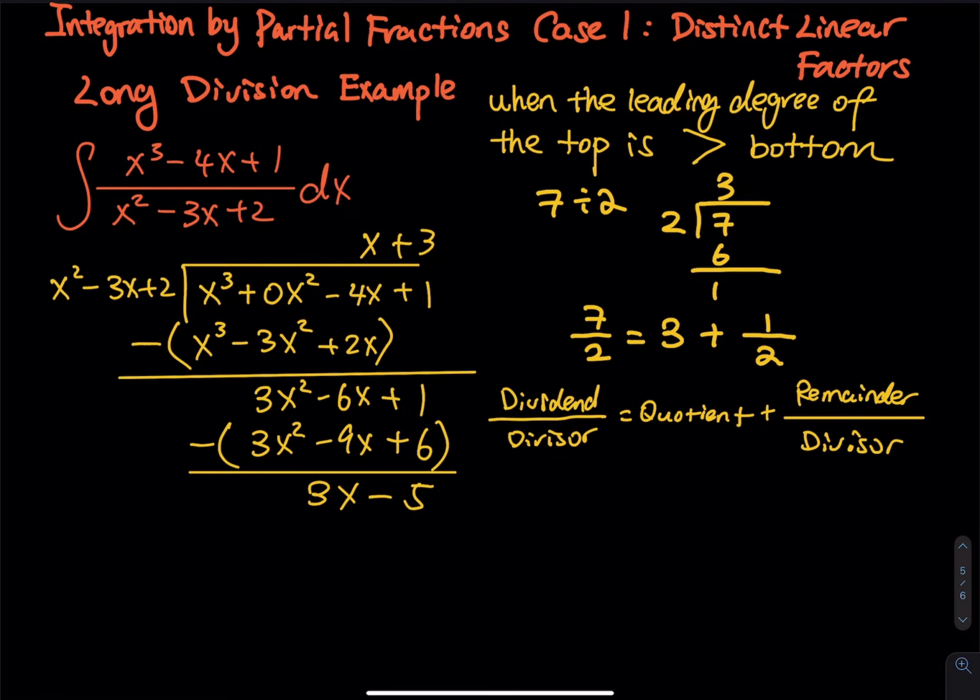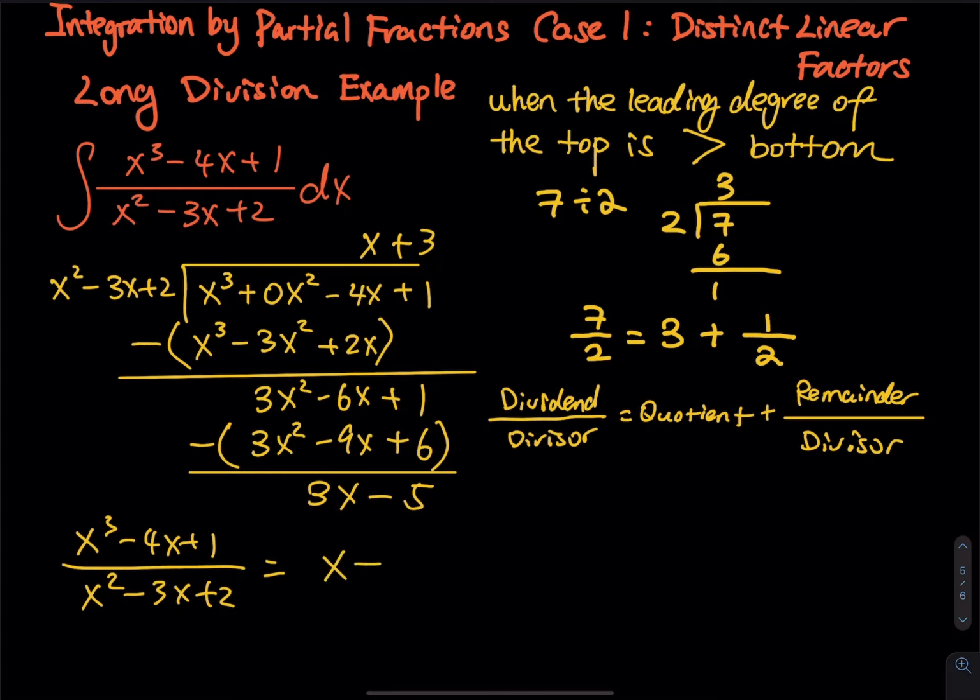So let's update the result. We have x to the third minus 4x plus 1 divided by x squared minus 3x plus 2. That is equal to the quotient plus the remainder over the divisor, which is x squared minus 3x plus 2. And then the next step is we have to factor the x squared minus 3x plus 2.